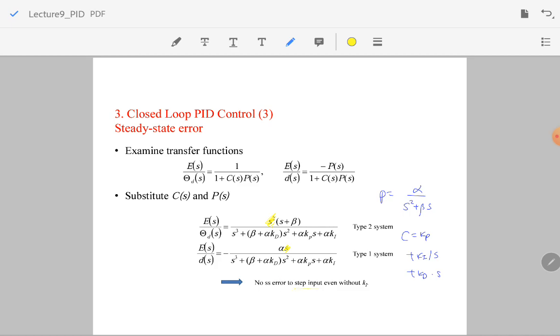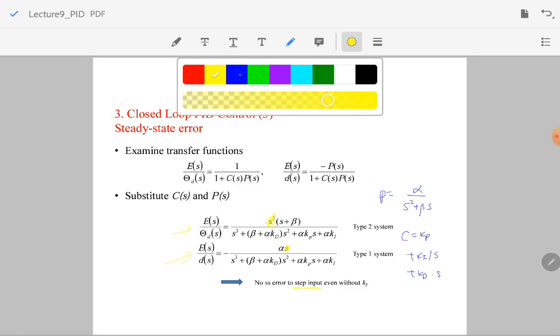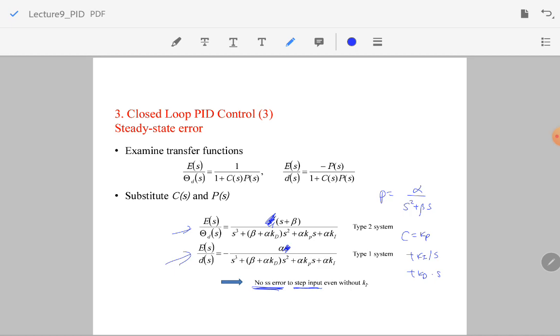So when we have a step input, which is a 0th order input, having a type 2 system with respect to the desired input and the disturbance input, we're not going to have any steady state error. So this just tells you that for the step input, there will be no steady state error. So that's good.